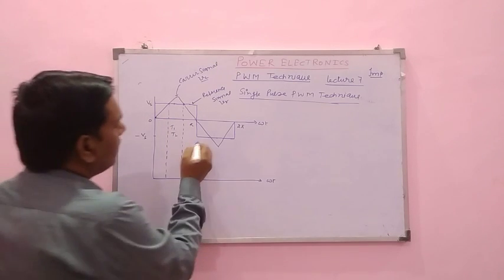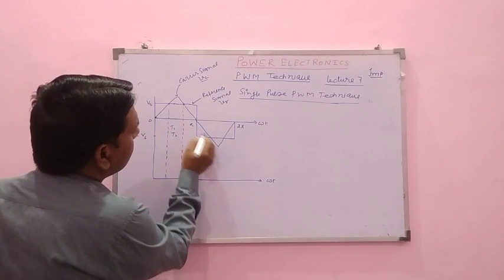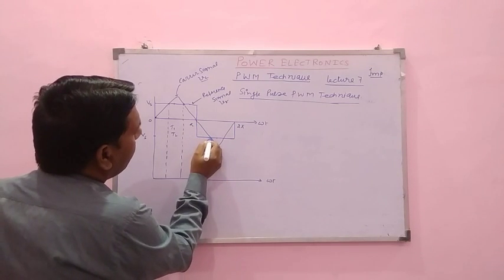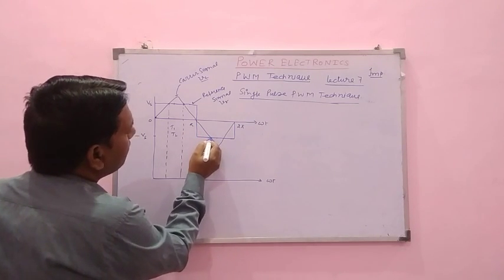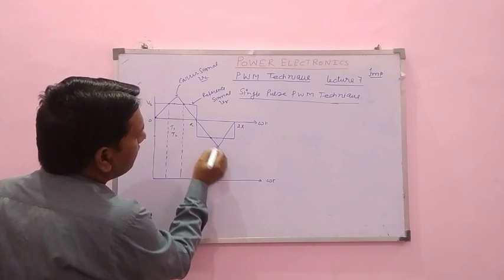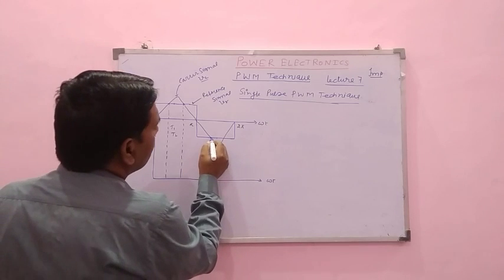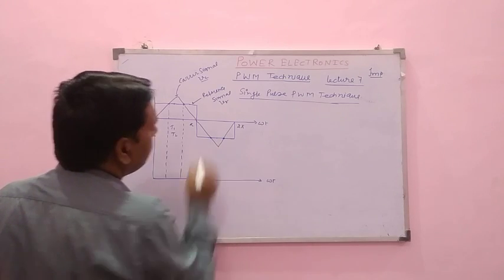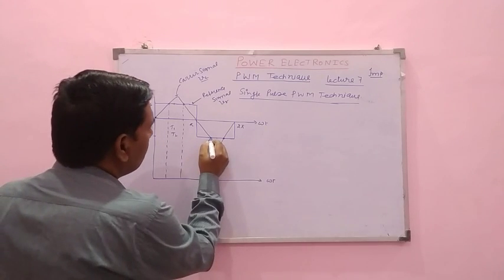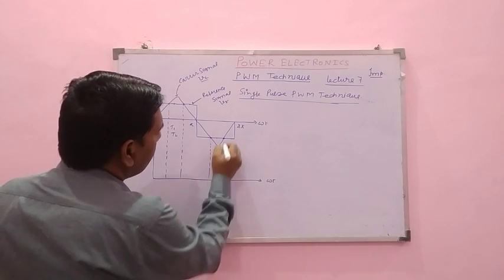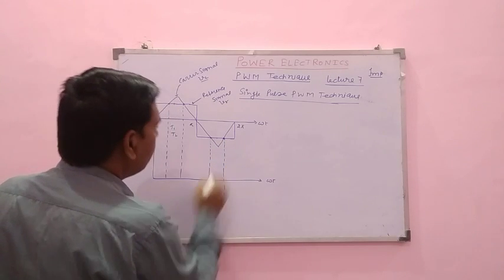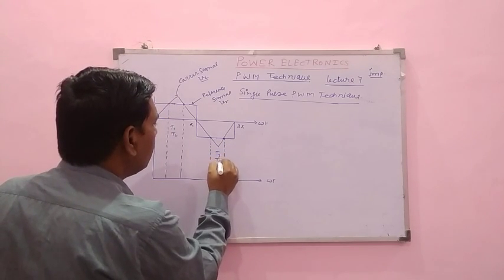Okay, now you can see here this is minus VC, so this minus VC is less than minus VR. At this point the minus VC is equal to minus VR, and after that point the minus VC is greater than minus VR. So from this point to this point we have the value of minus VC greater than minus VR. So in that condition the thyristor T3 and T4 will conduct.